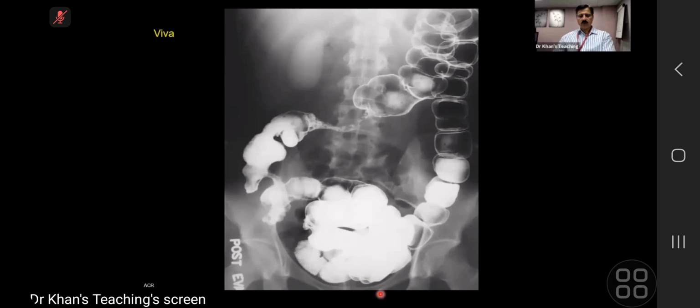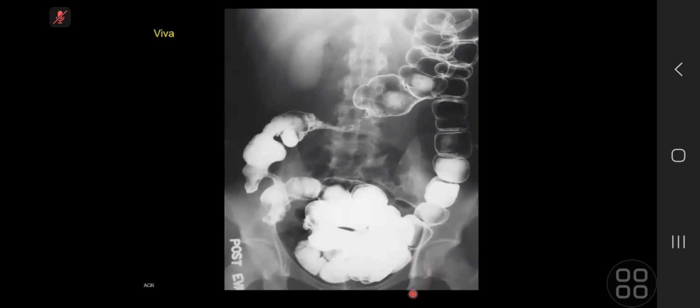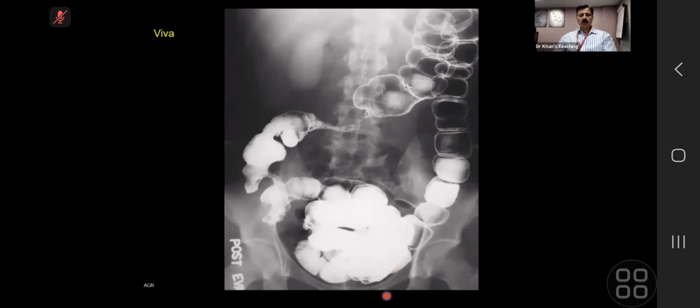Okay, over to you. Again, this is a spot film of double contrast barium enema, which is demonstrating stricture in the mid transverse colon, also in the probably hepatic flexure. There's also suggestion of some aphthoid ulceration in the distal transverse colon. What's your conclusion? The findings are quite in keeping with Crohn's disease.